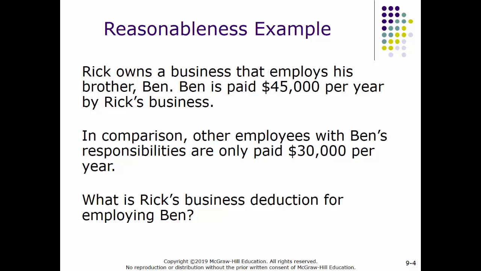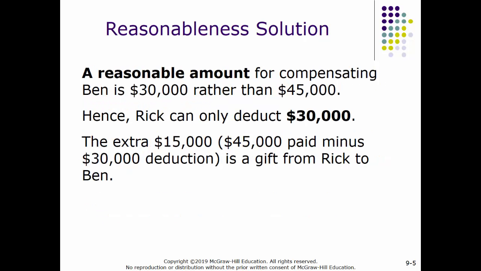The example here is that Rick pays his brother Ben for working for him in his business. Ben is paid $45,000, but any other employee would have been paid $30,000 by Rick. So what is Rick's business deduction for employing his brother Ben? The reasonable amount would be $30,000 rather than $45,000, which is deemed to be extravagant. So this would be deemed to be ordinary, necessary, and reasonable in amount to the extent of $30,000. The extra $15,000 is a gift from Rick to Ben.